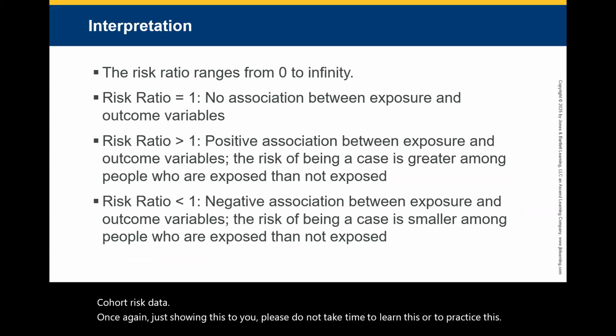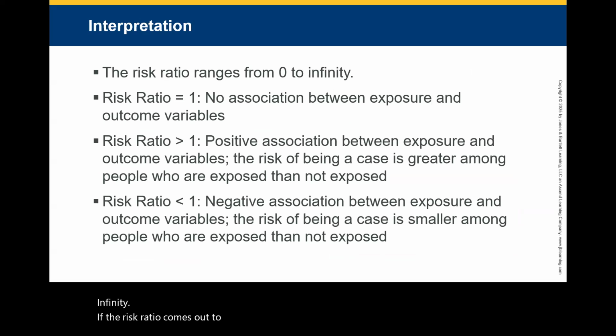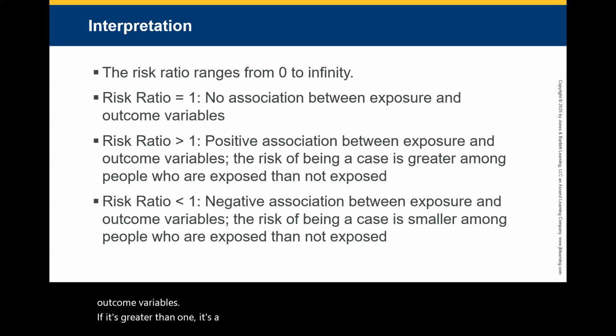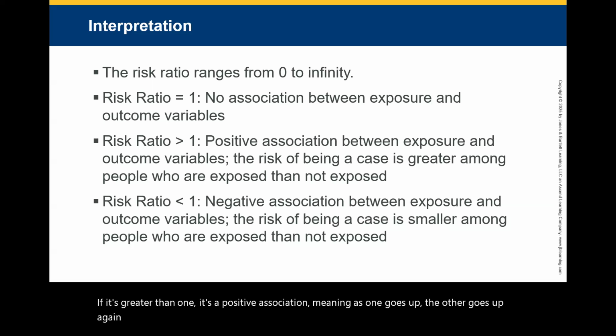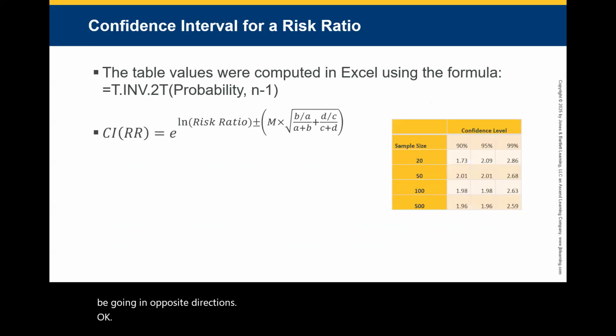However, it is important for you to understand that the risk ratio ranges from 0 to infinity. If the risk ratio comes out to 1, that means there's no association between exposure and outcome variables. If it's greater than 1, it's a positive association, meaning as one goes up, the other goes up. A risk ratio less than 1 is a negative association, so they are going in opposite directions. Once again, do not memorize these at all.